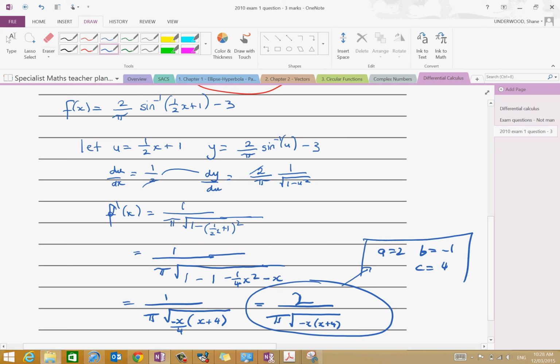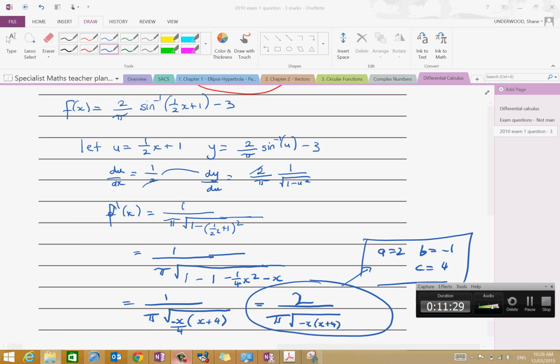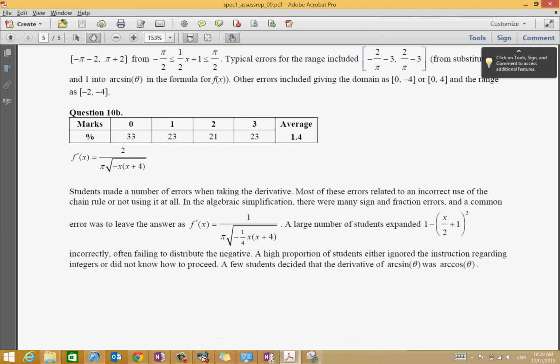And if I go to the examiner report of 2010, I'm going to pause that video. All right, so you can see here that A is equal to 2. We've got that there. Yep. So 56% of students got 0 or 1 mark, but I want you here, yeah?